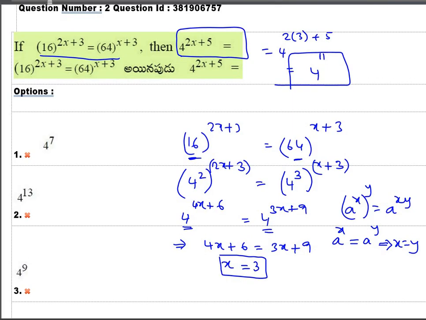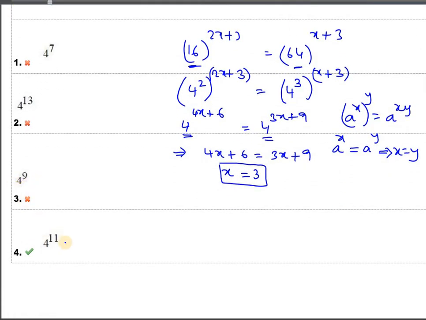Three options, it is not given. And the fourth option here is what? 4 power 11. Whenever a question like this comes, you have to solve by making the bases equal. That's all. Now we move to the next question.